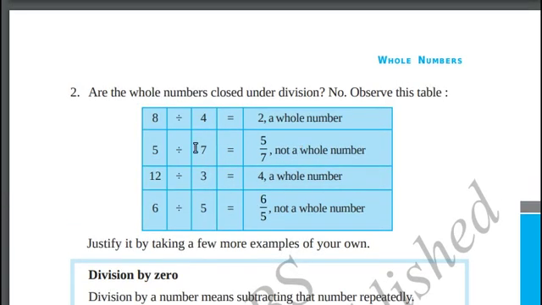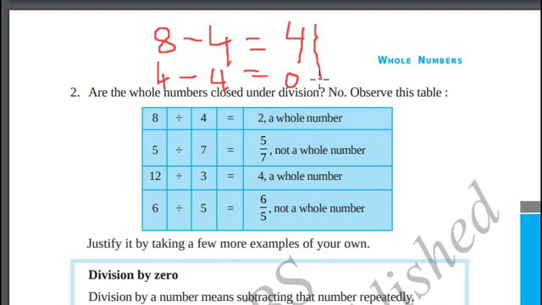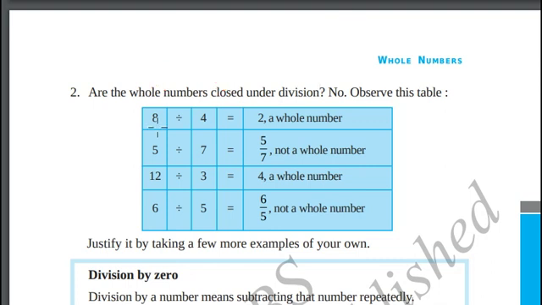Similarly for division, 8 divided by 4, which is nothing but we are subtracting 8 with 4. 8 minus 4 is equal to 4. 4 minus 4 is equal to 0. We subtracted 2 times. 8 divided by 4 is equal to 2, a whole number. But what about 6 divided by 5? 6 is a whole number, 5 is a whole number. But the quotient is not a whole number. So even division doesn't satisfy the closure property.